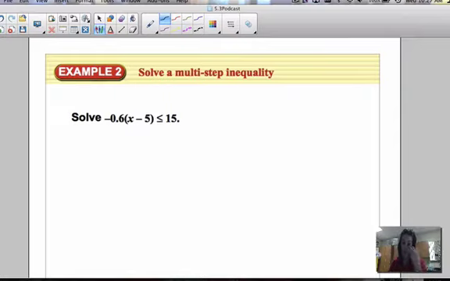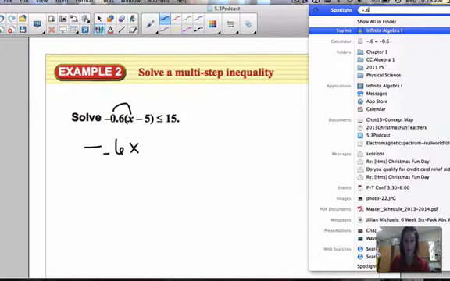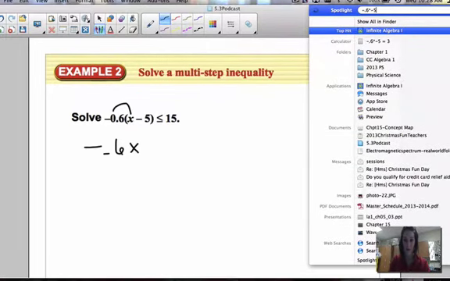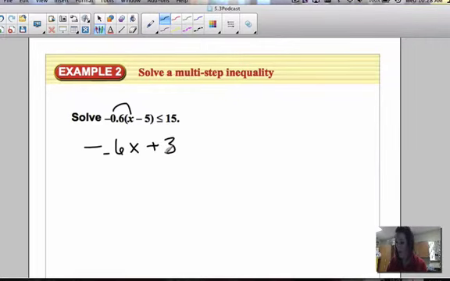All right, example problem number 2, we're going to do the same thing. Negative 0.6 times x, negative 0.6x, negative 6 times 5 is 3. So it's positive 3 because they're both negative. Less than 15. Okay, still need to get the x by itself, so I'm going to subtract 3.